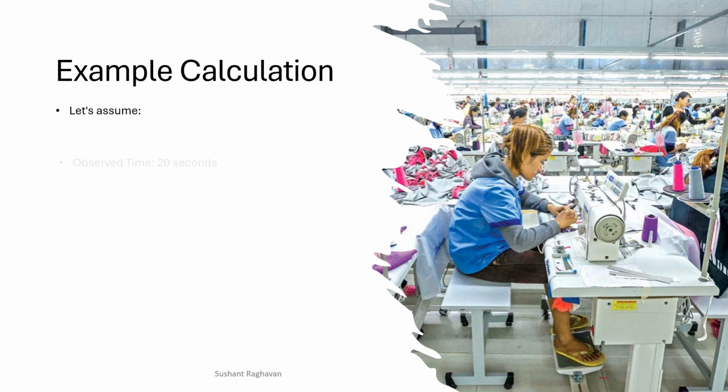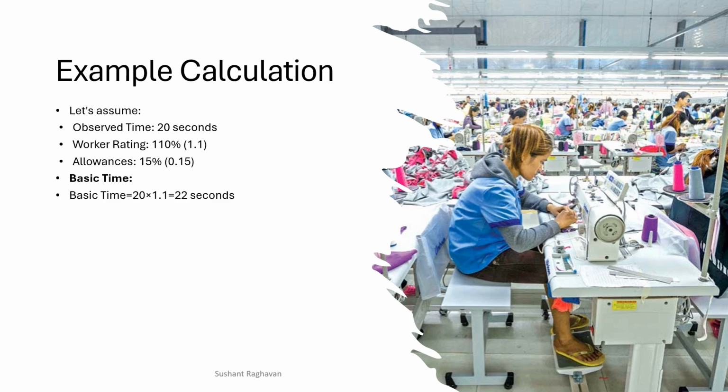Example calculation. Let's assume. Observed time, 20 seconds. Worker rating, 110%. Allowances, 15%. Basic time. Basic time is equal to 20 into 1.1 is equal to 22 seconds.